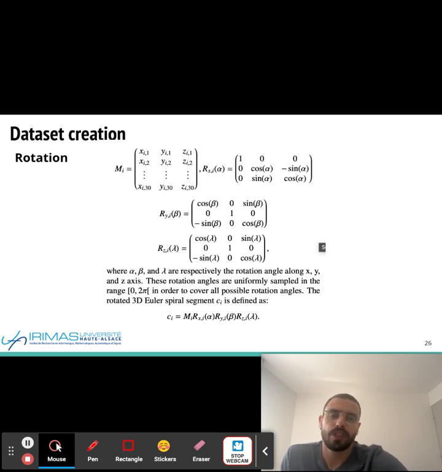Now, about the rotation. To represent all possible projections of the 3D Euler spiral segment, we apply rotation along the x, y, z axes for each segment of the dataset. As you can see here, here is the matrix which contains the coordinates of the points of the dataset, and here the rotation matrices. And we uniformly sampled the values of the rotation in the interval between 0 and 2 pi.